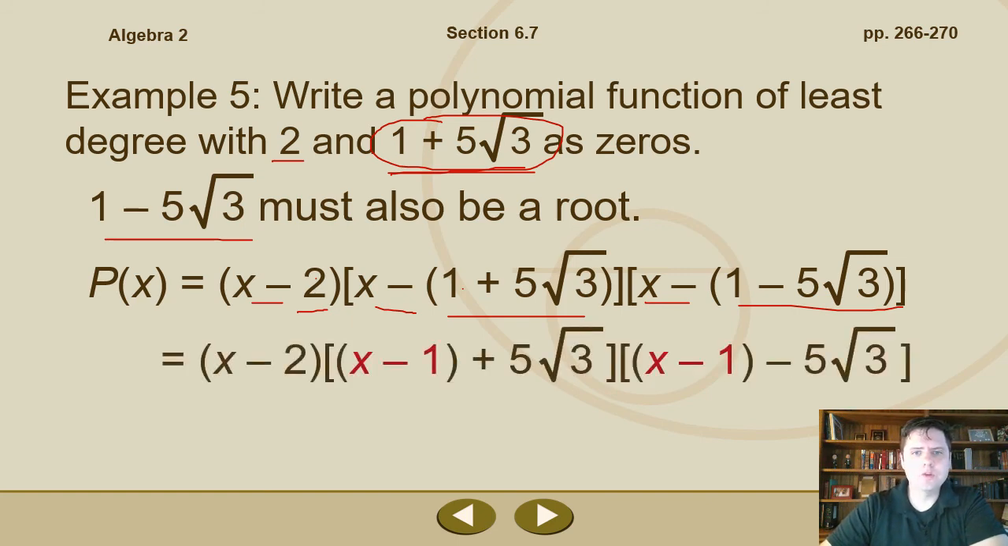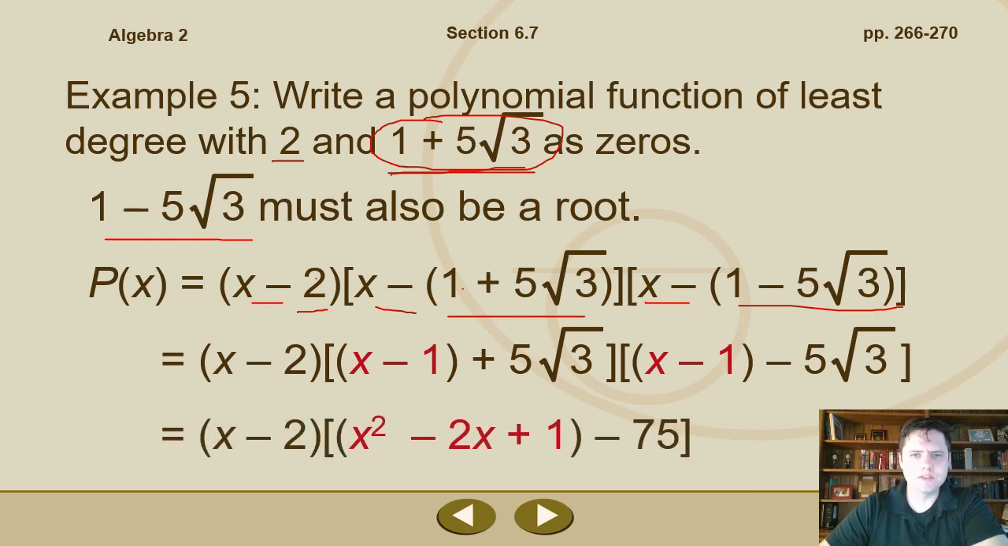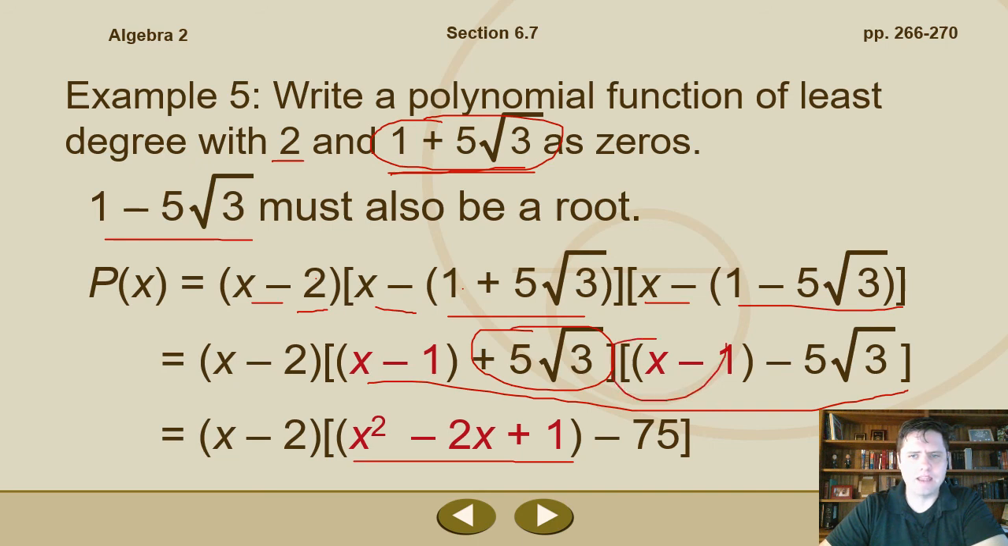Note here, if we just rewrite this a little bit, we can remember by rules of association, we can say here x minus 1 plus 5 square roots of 3 can be rewritten as x minus 1 plus 5 square roots of 3, x minus 1 minus 5 square roots of 3. And we do that so that when we FOIL this whole part, we get x minus 1 quantity squared, which can be rewritten as x squared minus 2x plus 1. Then this part times this guy, and this part times this guy cancel out because you have a minus and a plus.